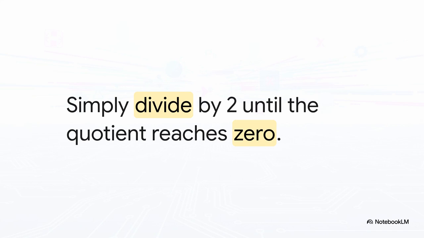It's super quick. We start with 9 divided by 2. That gives us 4, with a remainder of 1. That first remainder, that's our least significant bit. Next, take the 4. 4 divided by 2 is 2, remainder 0. Then, 2 divided by 2 is 1, remainder 0. And finally, 1 divided by 2 is 0 with a remainder of 1. That last remainder is our most significant bit. And we stop right there because our quotient is 0.